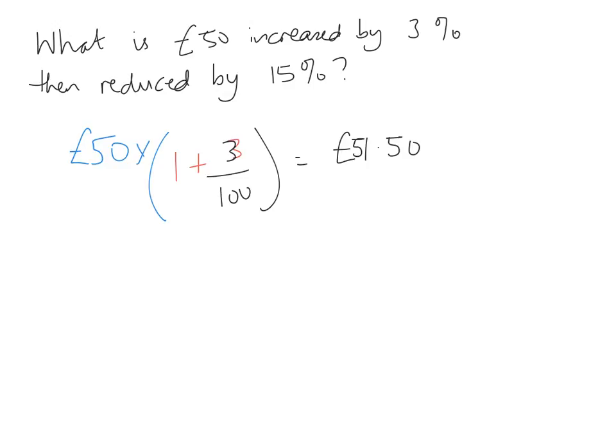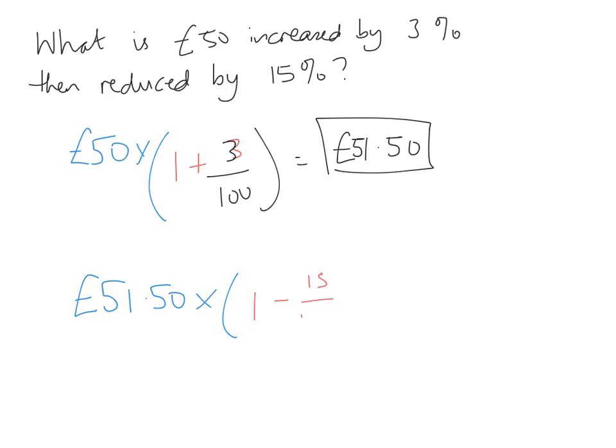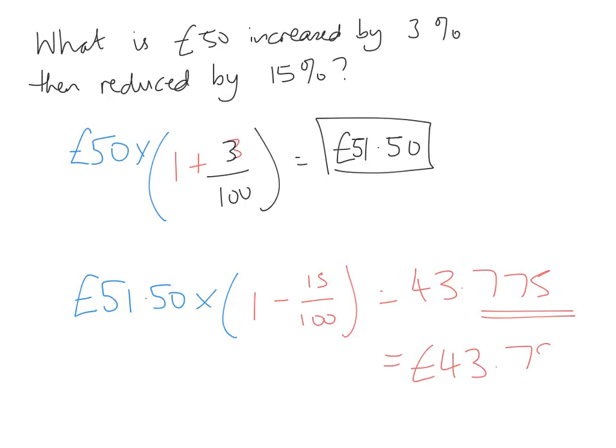Now what I'm going to do is use my first answer. I'm going to use £51.50 in the next question. So I'm going to do £51.50 times 1 minus 15 over 100, which gives me, well, the calculator says 43.775. Now obviously I can't have 3 digits after the decimal point, so my answer would be £43 and 78p using my rounding skills.